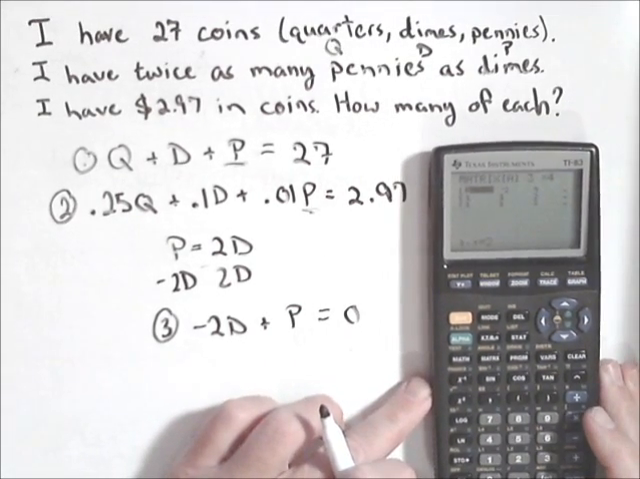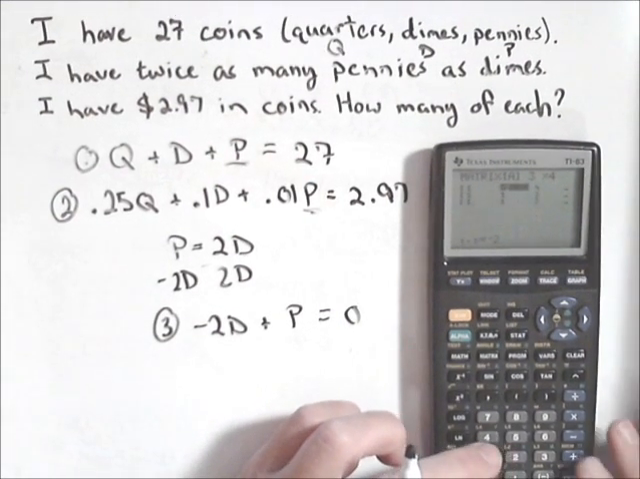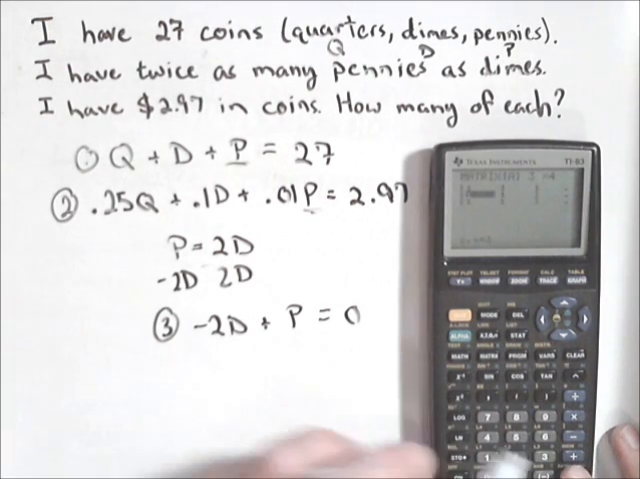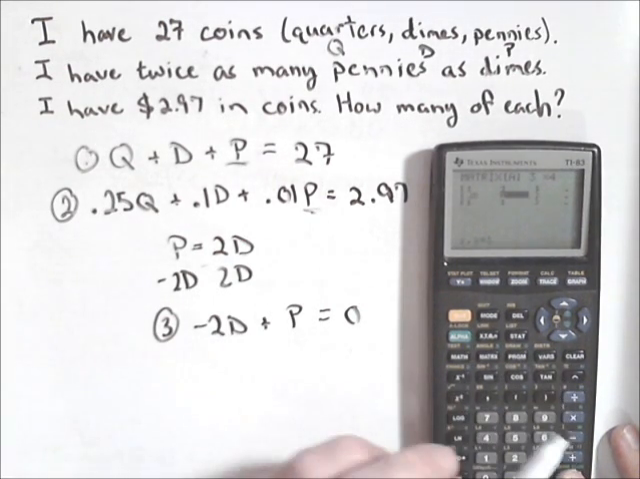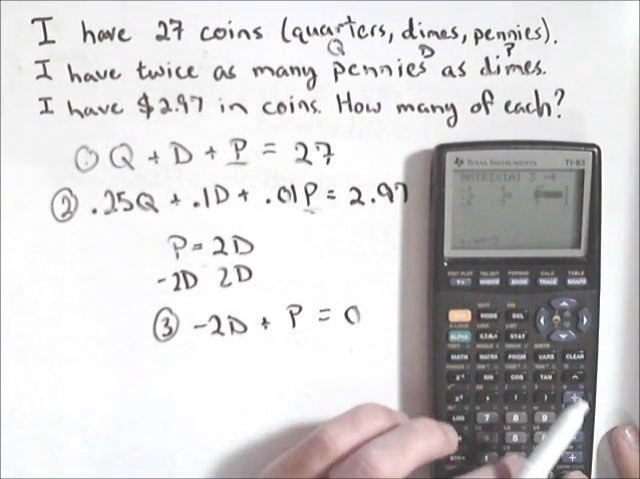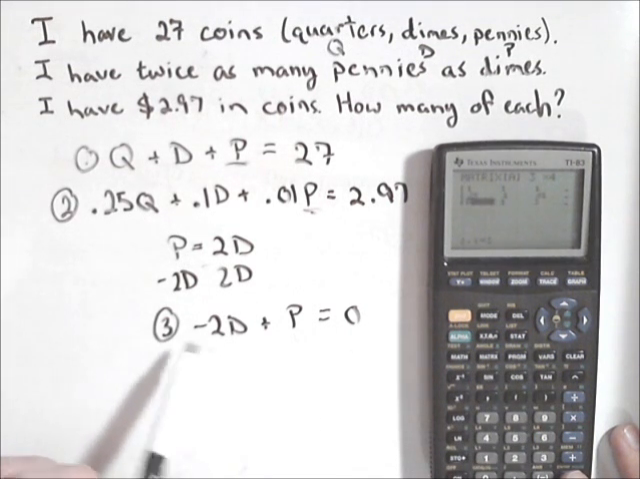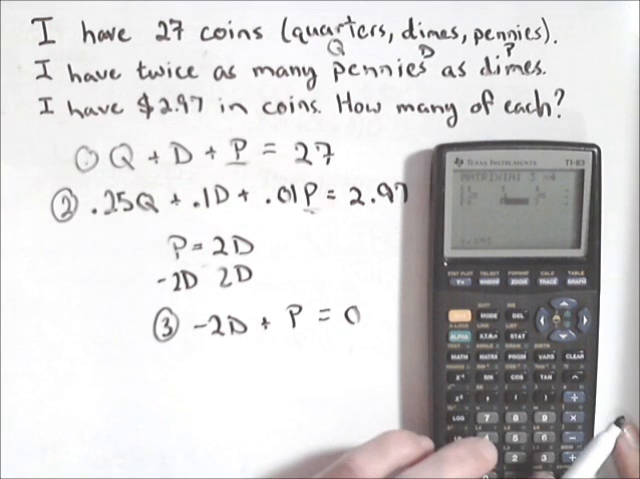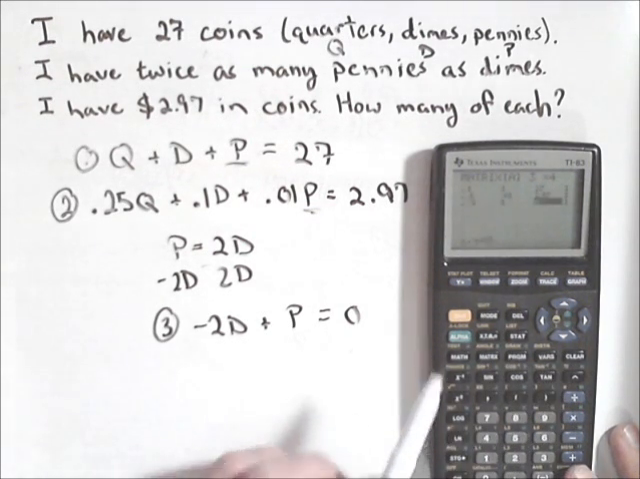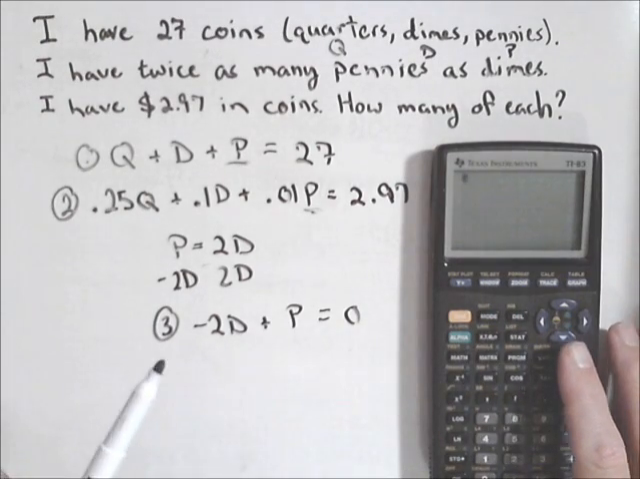Now I'll put in the coefficients. 1, 1, 1, 27 for the first row. Next row, 0.25. So I only need to enter the coefficients, 0.1, 0.01, 2.97. And the final row, there's no Q, so that gets put in as a 0. Negative 2, 1, 0. And there's my matrix. So I'm going to quit out of here. And now I need to solve it.